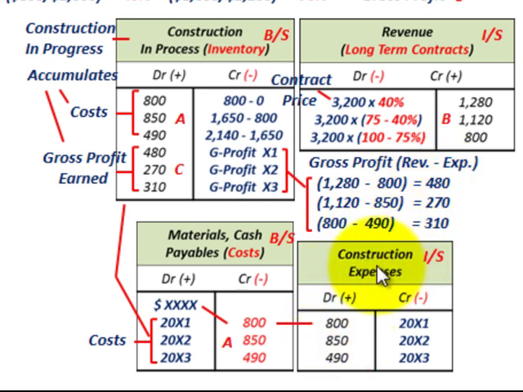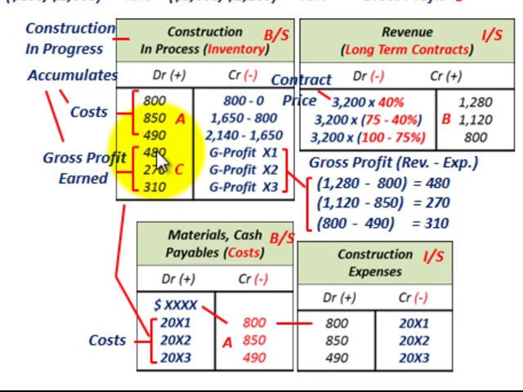So we'd have taken our construction expenses to the income statement, and that reduces our revenue account. Really, that's what we're doing when we've moved those expenses into our income statement. That reduces our revenue. Okay, so that was our gross profit. The revenue reduced by those construction expenses gives us the gross profit.